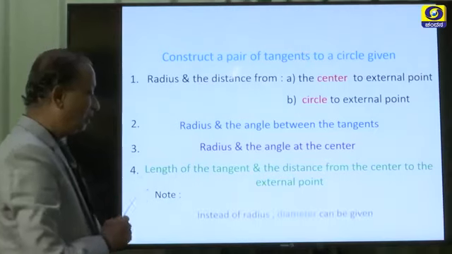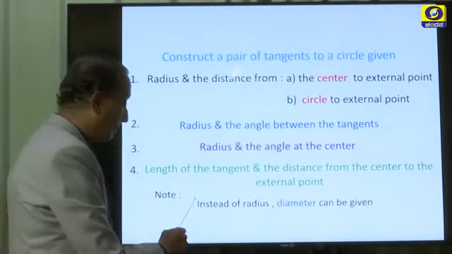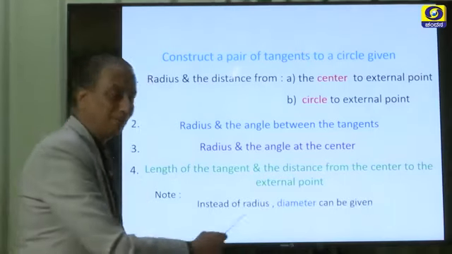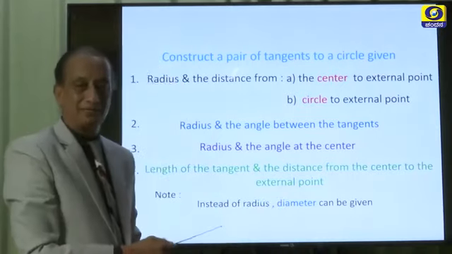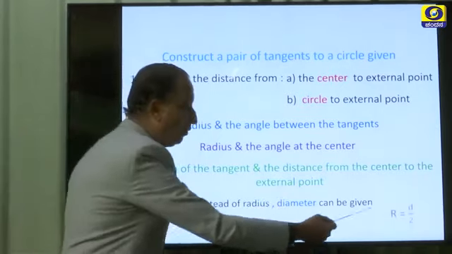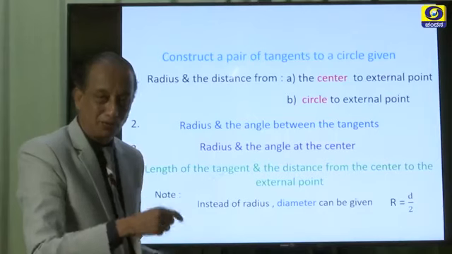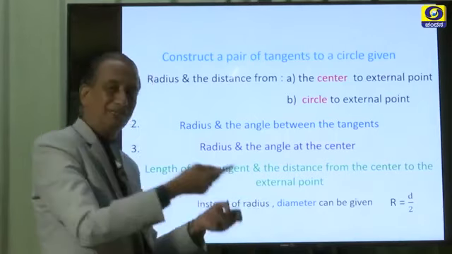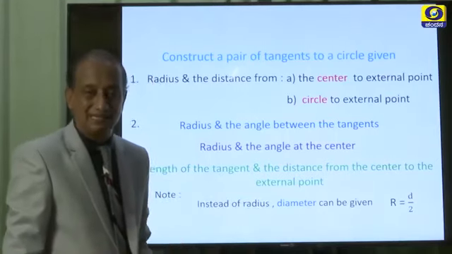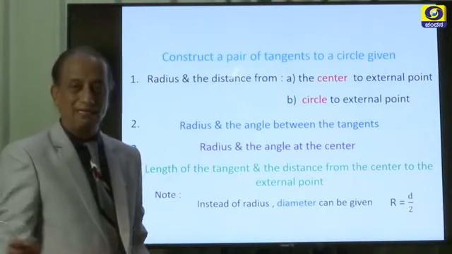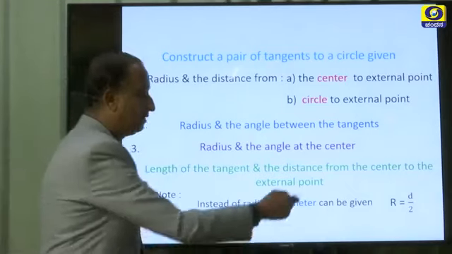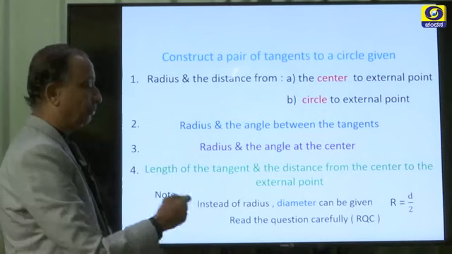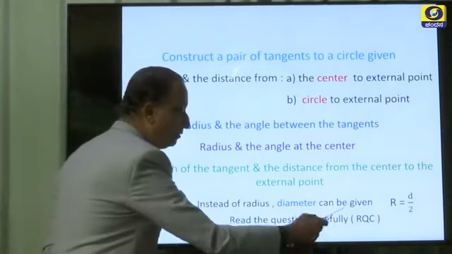And one small note for you, children: instead of the radius, the diameter might be given. So, do not forget to divide by 2. If you take the diameter as radius and construct it, you cannot expect even half a mark for it. So, please read the question carefully. RQC, read the question carefully.